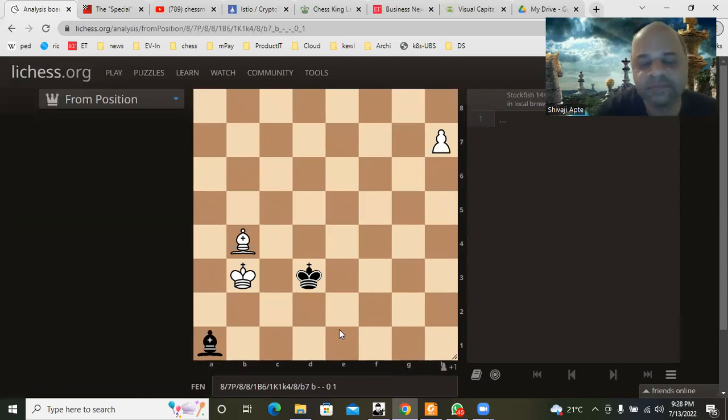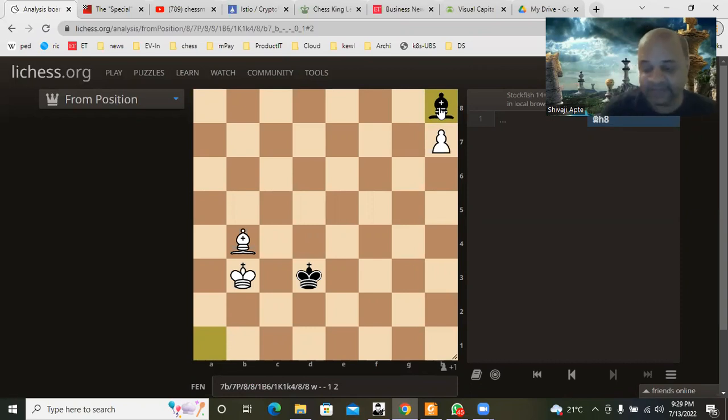Sir, I guess the A1 bishop should go to H8. Okay, very good, very good, very good. Why should it go there? What happens if it goes there? I think you have got the right move. The first right move is for black to play bishop to H8, and then he can draw. Yeah. Okay, then he can draw.